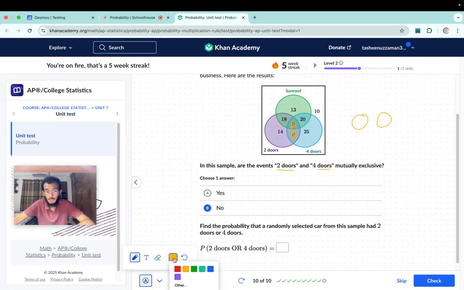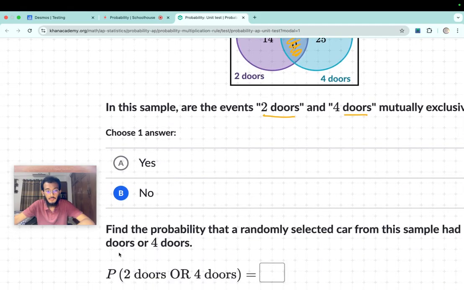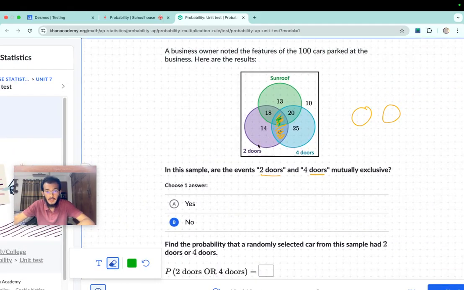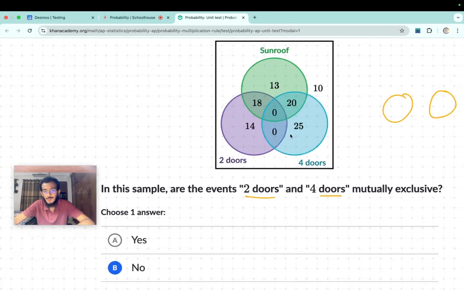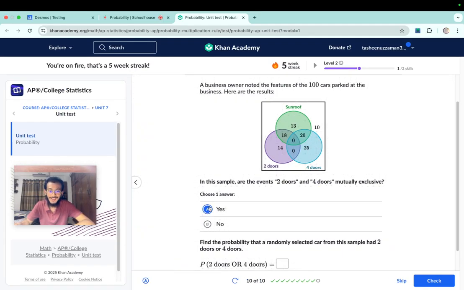Okay, so 2 doors. First, find 2 doors. If you want 2 doors, we want to erase in order to see the numbers here. Oh, it's 0. Wow, that's interesting. So are 2 doors and 4 doors mutually exclusive, which means if you have 2, you can't have 4? Yeah, they are mutually exclusive. It's a tricky one though.